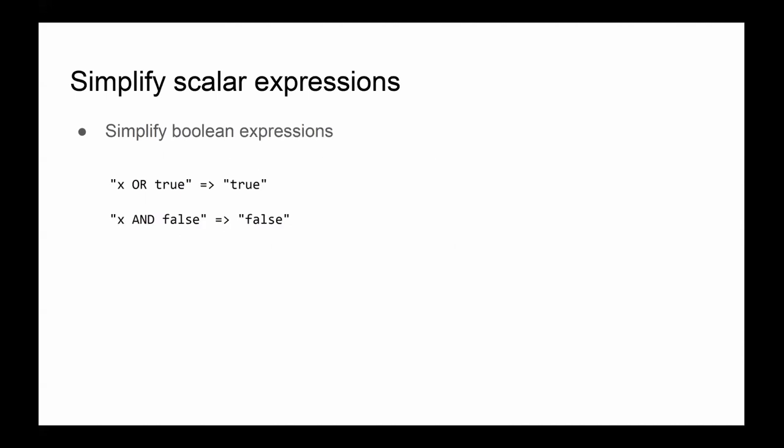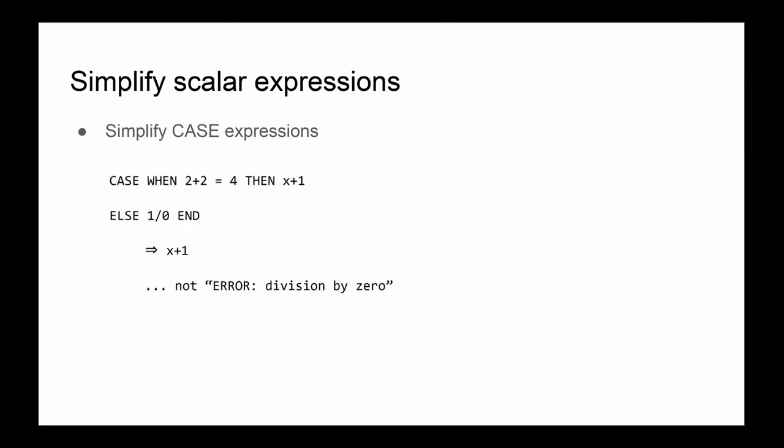So for Boolean expressions, we can do such simplification as reduce x or true to constant true, and reduce x and false to constant false. An assumption here is that the sub-expression x will not have important side effects. For CASE expressions, we also can do simplification if there are constant condition clauses, such as for this expression, we return x plus one, not the error message, right?